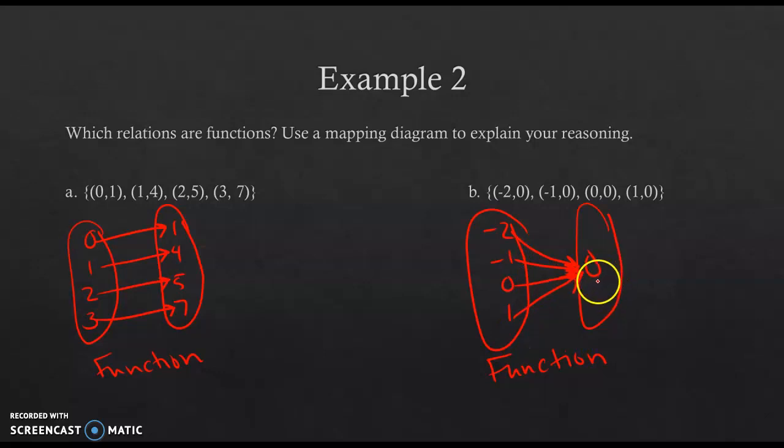Now, nothing said that our output could not have multiple inputs. And so that's where our double standard comes in with functions. Y is okay to have multiple x values, but x can only have one y value. So just keep that in mind. It's that double standard. So b is a function even though they all have the same output. Still a function.